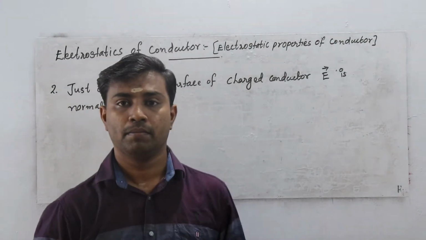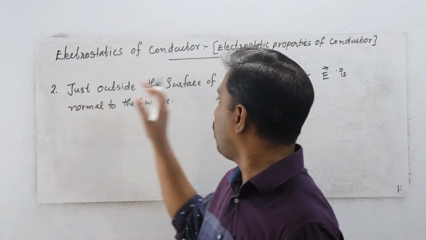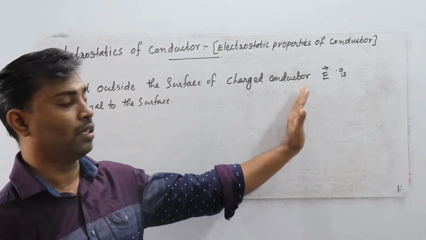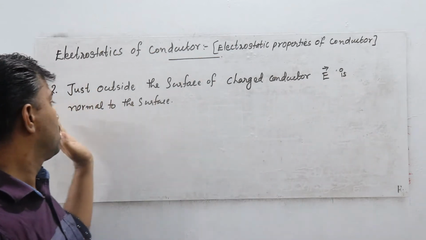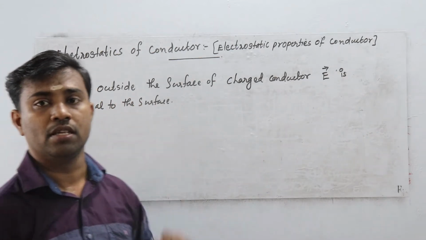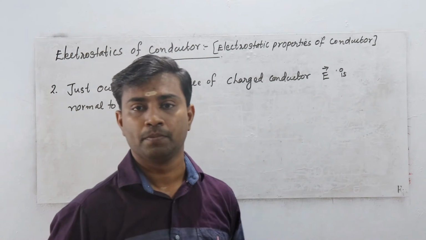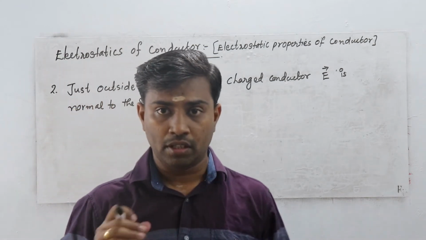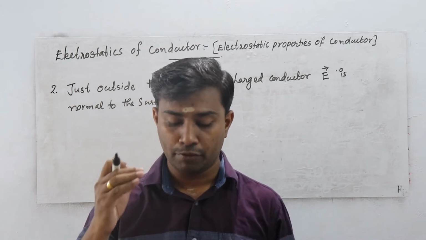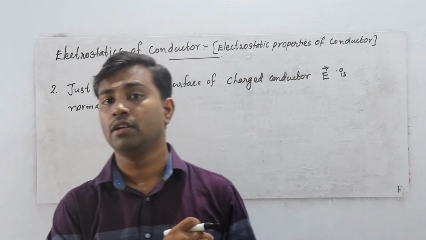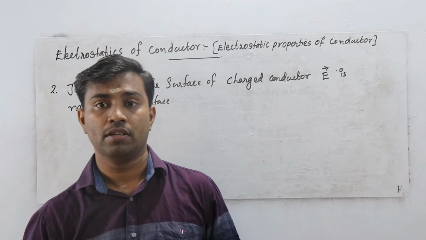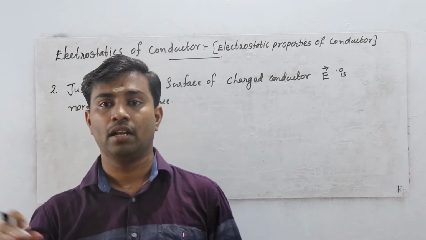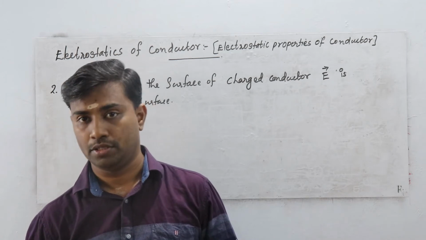The second property: just outside the surface of a charged conductor, the electric field is normal to the surface. We know that an electric field has two components, E cos theta and E sin theta, the parallel and perpendicular components.